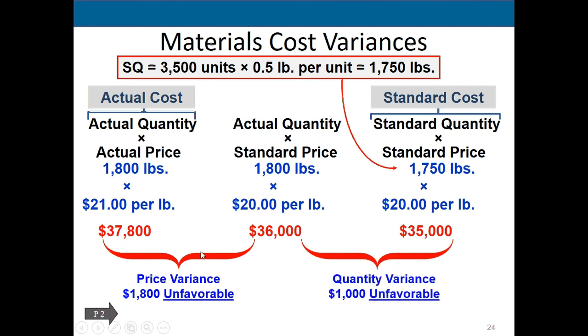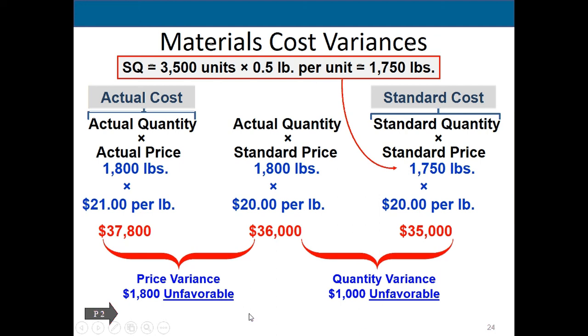Is it favorable or unfavorable? I don't know, you tell me. I was only supposed to spend $36,000, or I should have only spent $36,000 based on $20, and I spent $37,800. I spent more than I should. That's unfavorable, right? That's the easiest way to look at it. What about over here? It looks like I should have spent 35,000, but I actually spent 36,000. I would have spent 36,000 if I had the right per pound, and that's unfavorable, right?